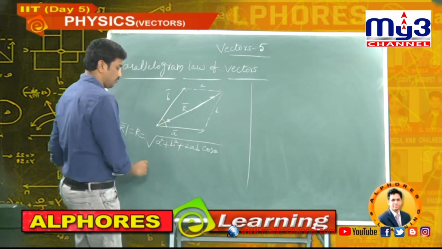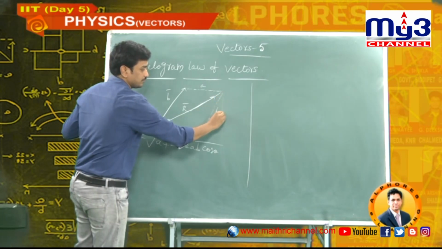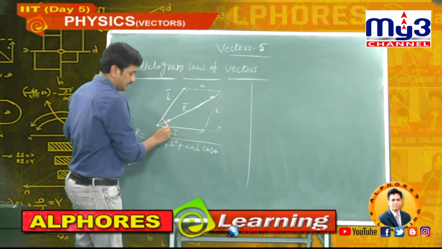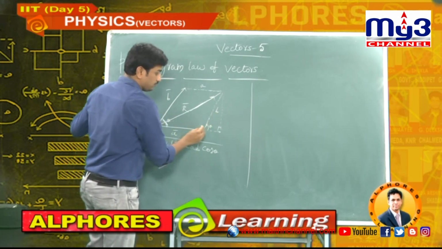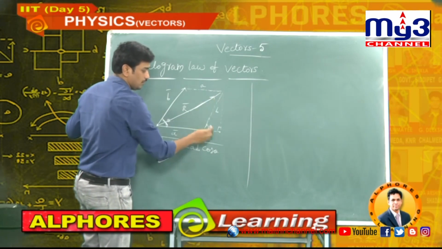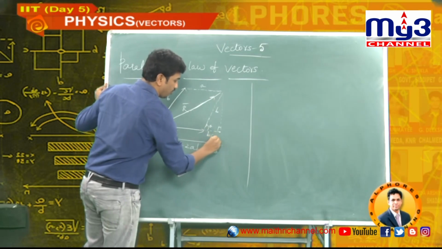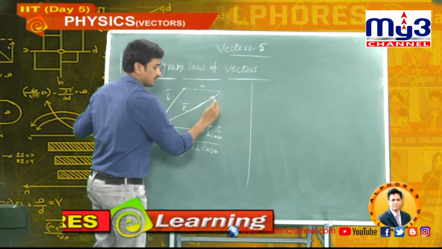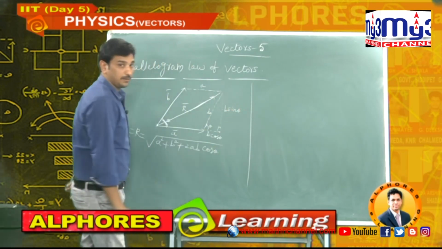Now here one more we should calculate. What is that? This is 90 degrees, this is theta, this also theta. Now this is A. What about this? B cos theta. What about this? Opposite to theta, B sin theta.